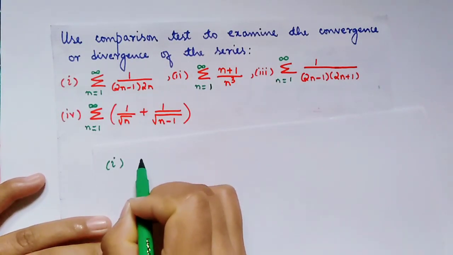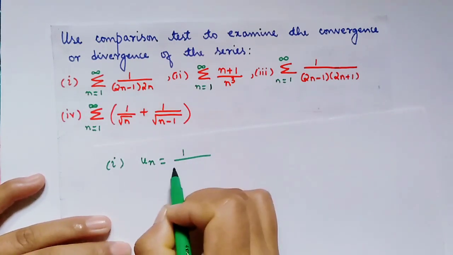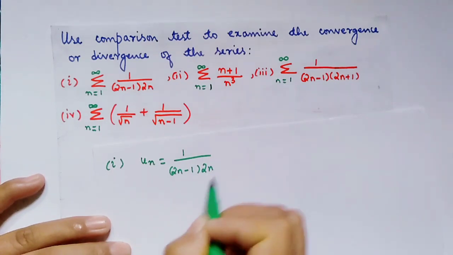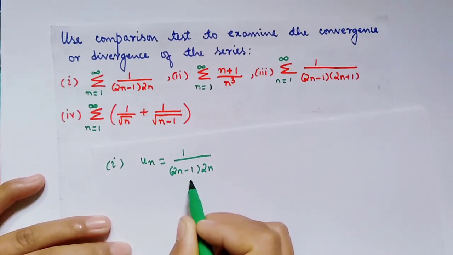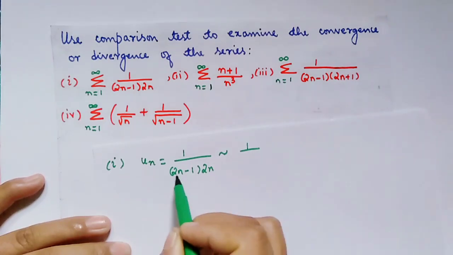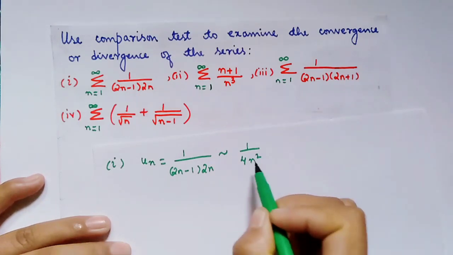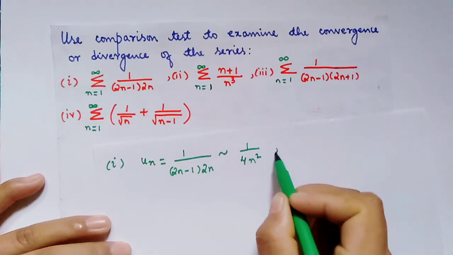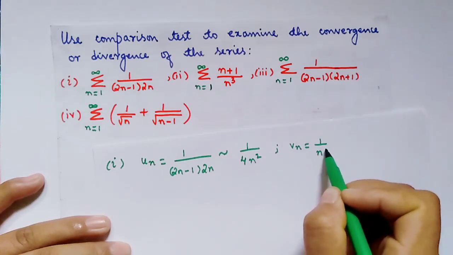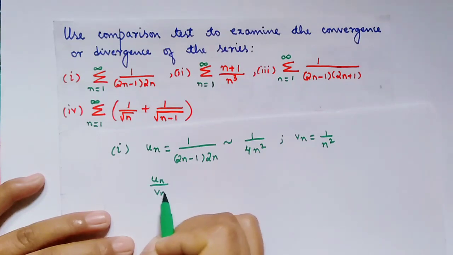What is un from there? It is 1 upon (2n minus 1) into 2n. Now for large values of n, this one is nearly the same as 1 upon 2 into 2, that is 4, and then n square. Okay, so from here, what is Vn? 1 upon n square.